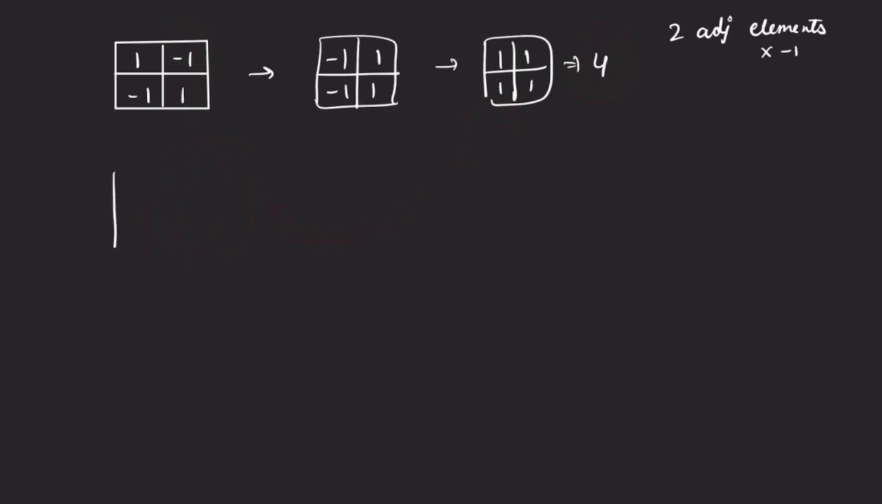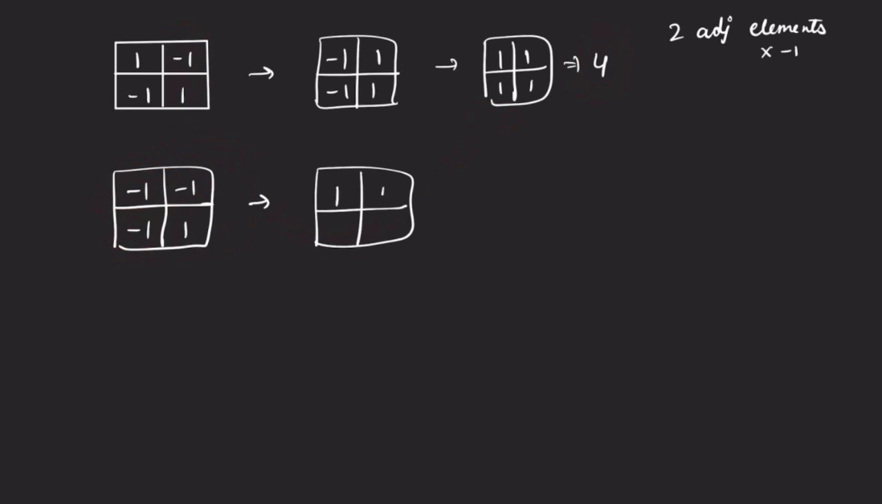Now let us consider another scenario where the matrix looks like this: -1, -1, -1, 1. In this case, we can take either these two adjacent elements or these two adjacent elements. Let us suppose we are taking these two. Then our matrix will become 1, 1, -1, 1. Still there is one element which is negative. For this, the adjacent elements are this one and this one. When you consider any of them, this will become positive, but the other one will become negative.